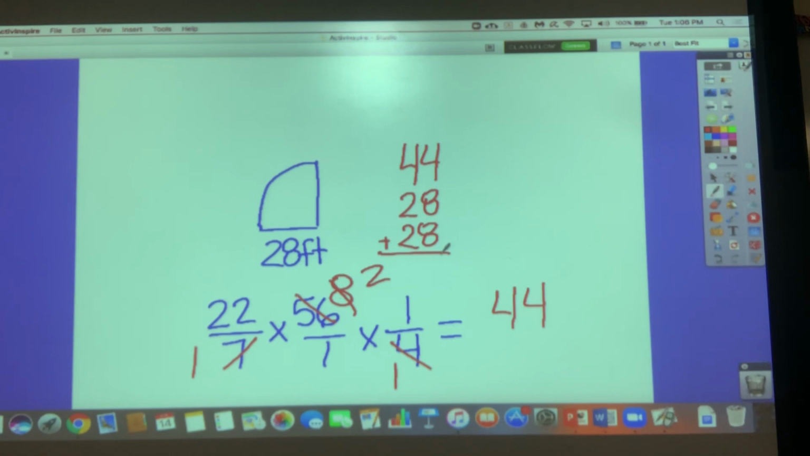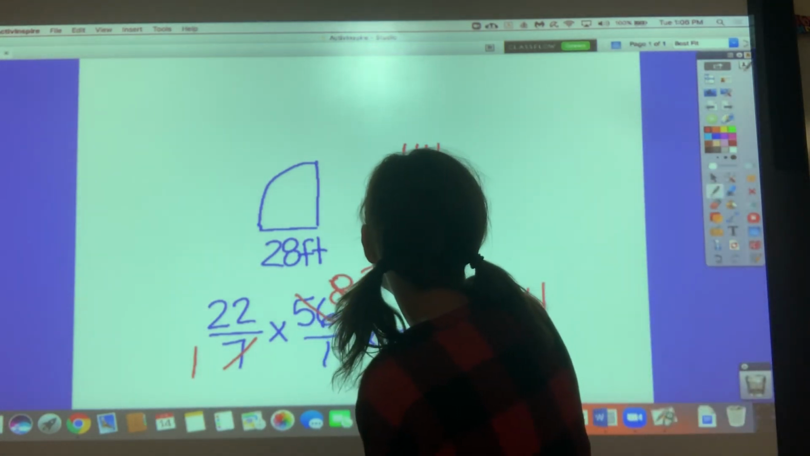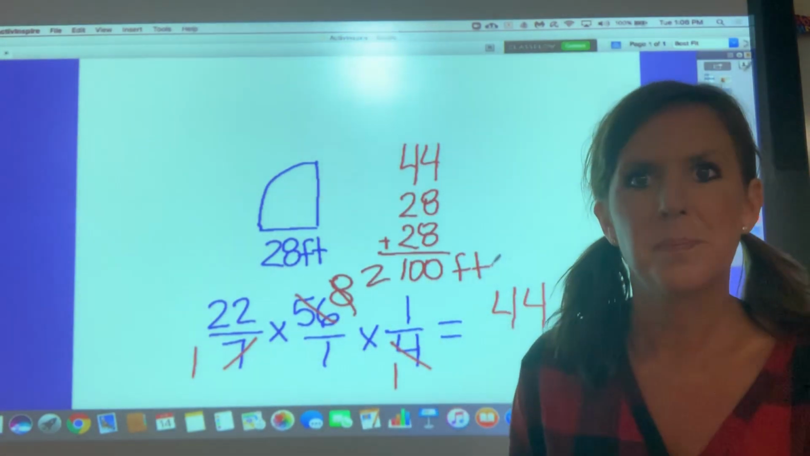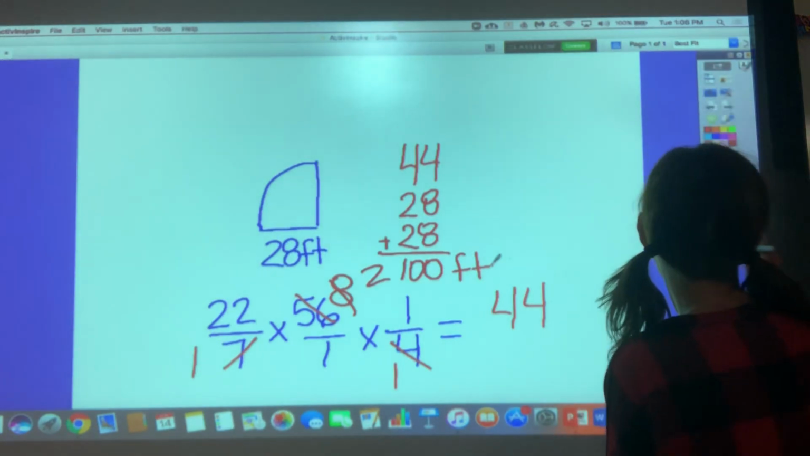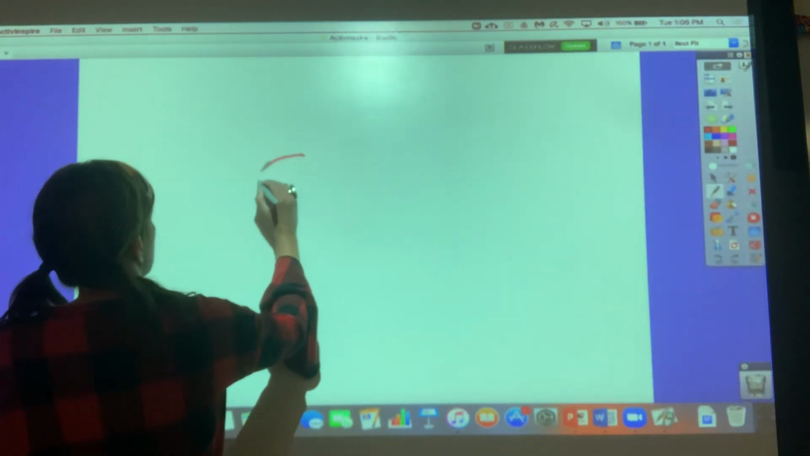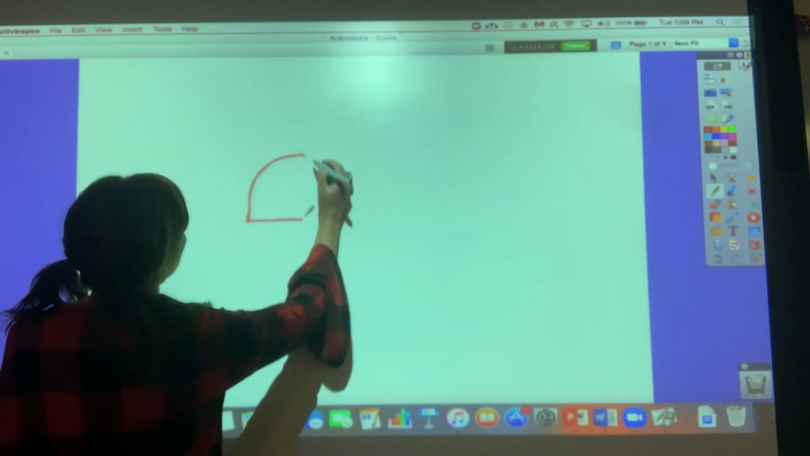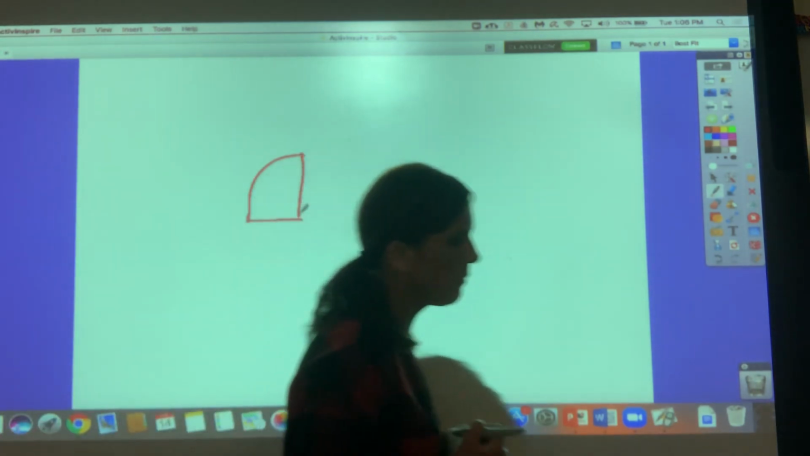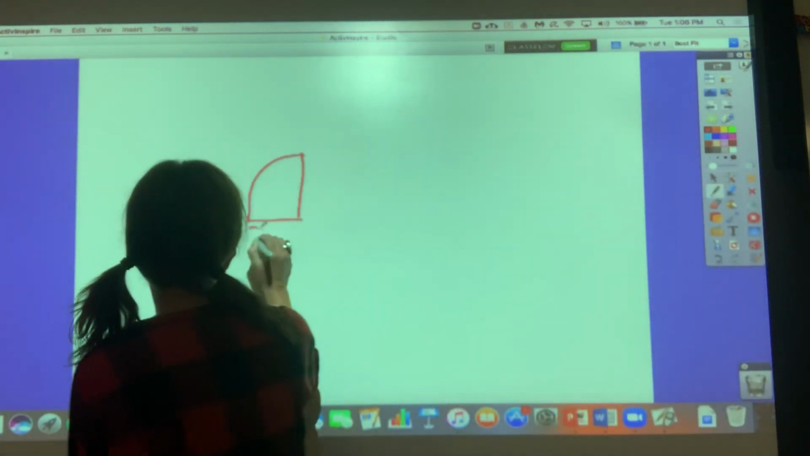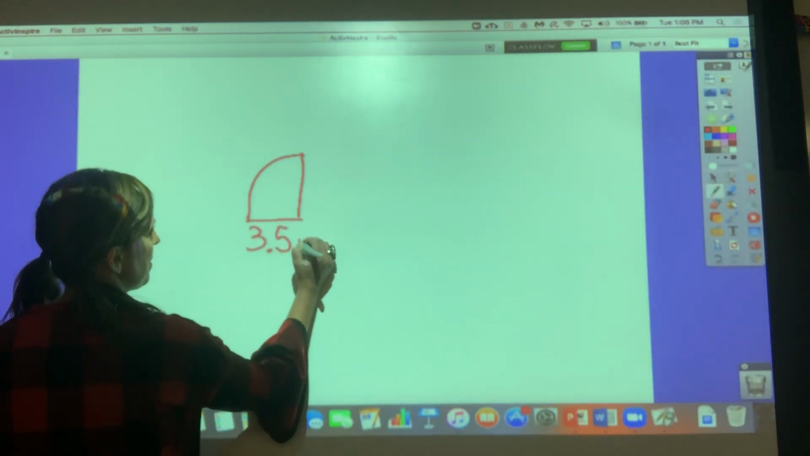Okay, hopefully you got 100. So 100 feet would be the distance around this little quadrant. All right, let's do another quadrant. So again, it's my 1/4 of a circle. And let's do one that has 3.5 inches.